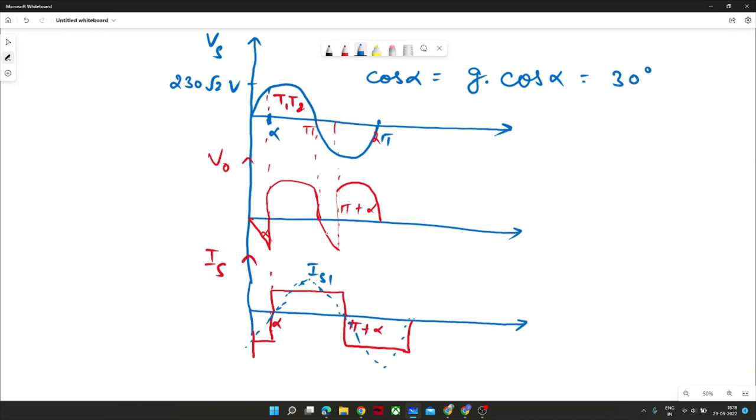So I am moving ahead. So the total input power factor would be multiplied with G. Why G? I will explain. And what is G? That also I will explain.